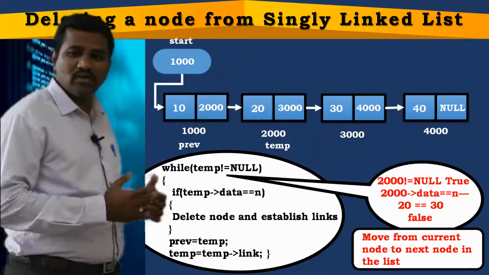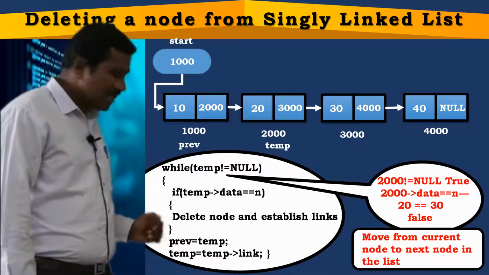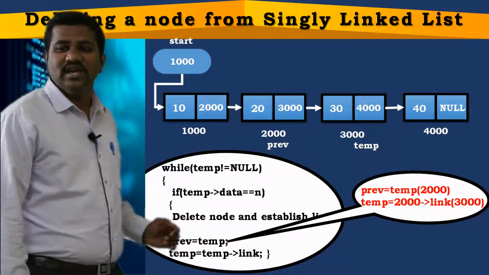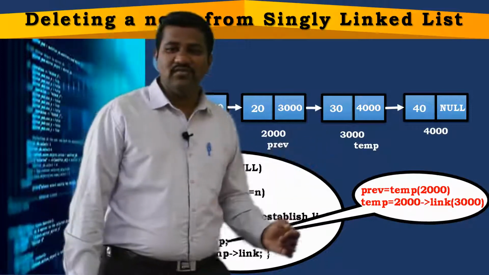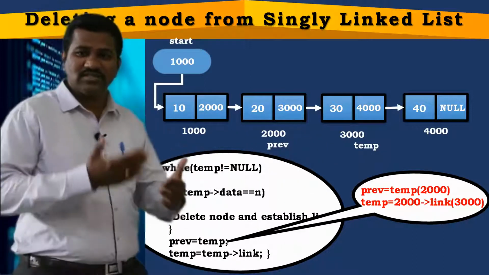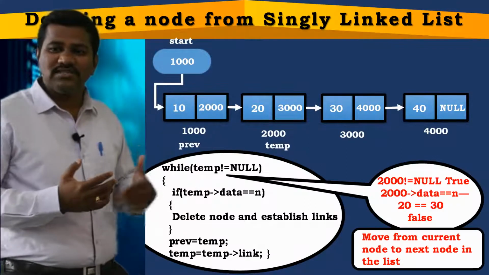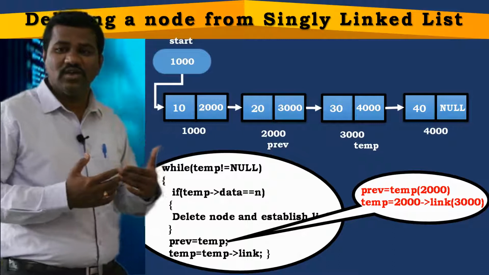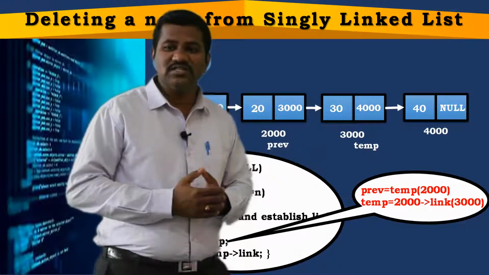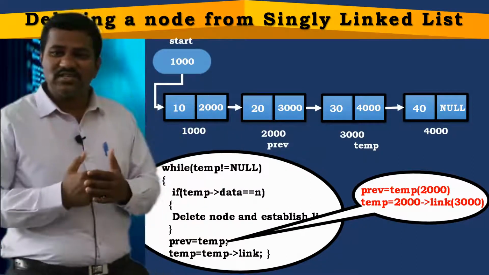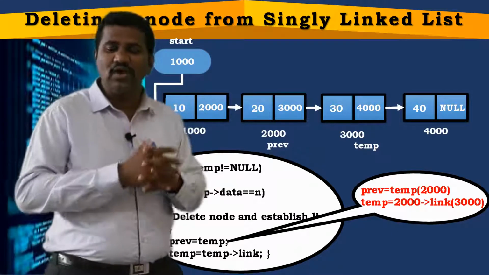In order to move from the current node to the next node, we need to follow these instructions. Temp is assigned to previous. In the previous slide, temp was pointing to the first node. Now previous is moving from the first node to the second node, so previous is assigned temp, and 2000 has been stored in previous.